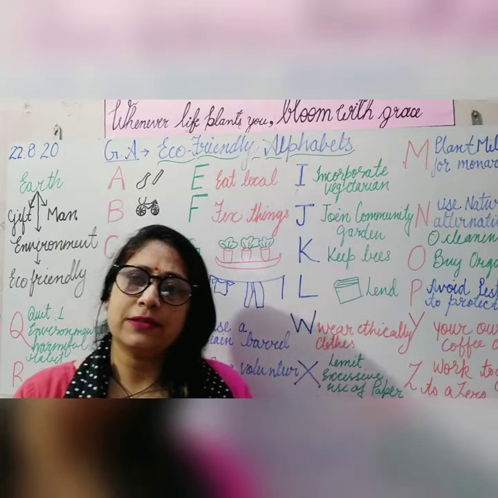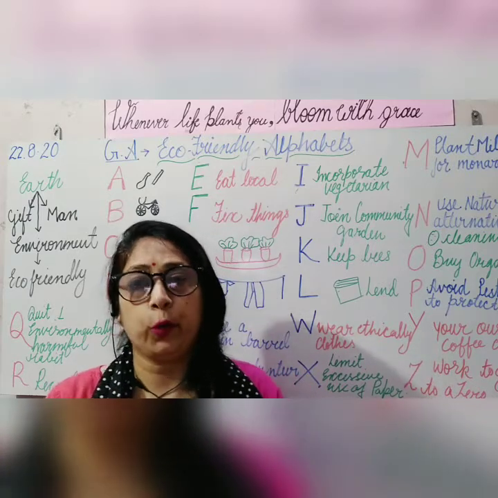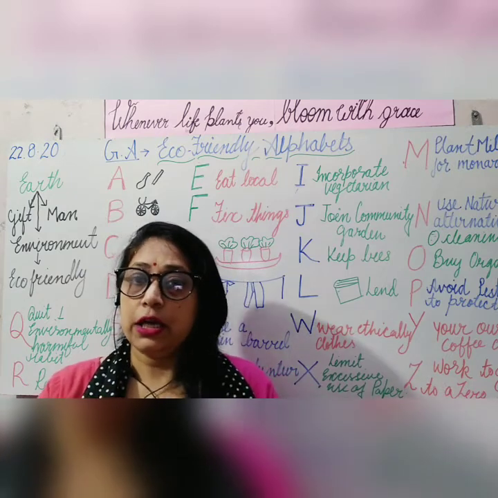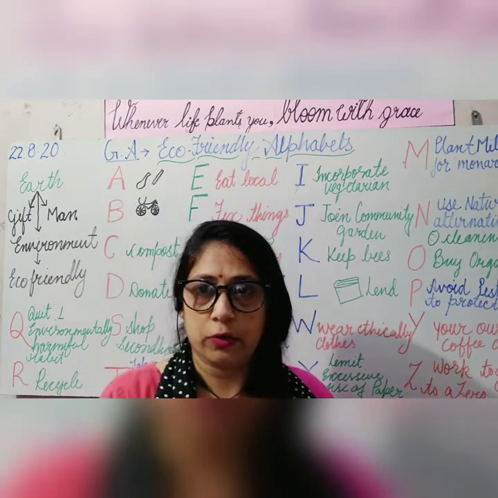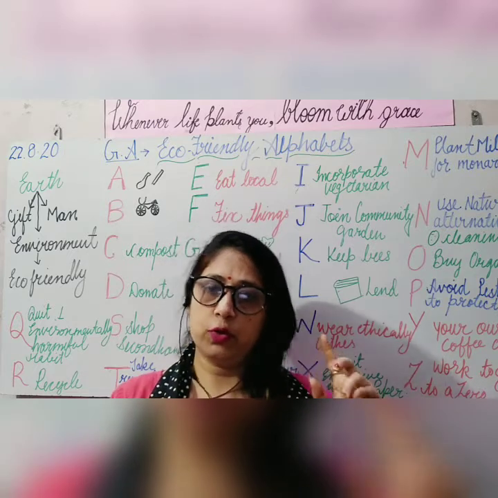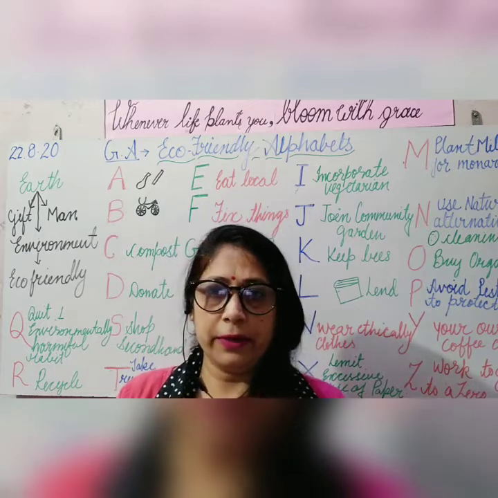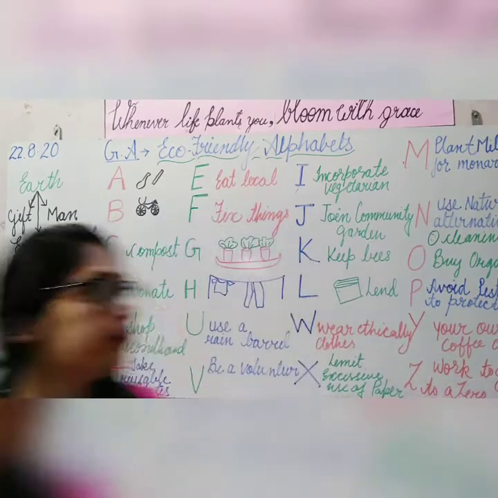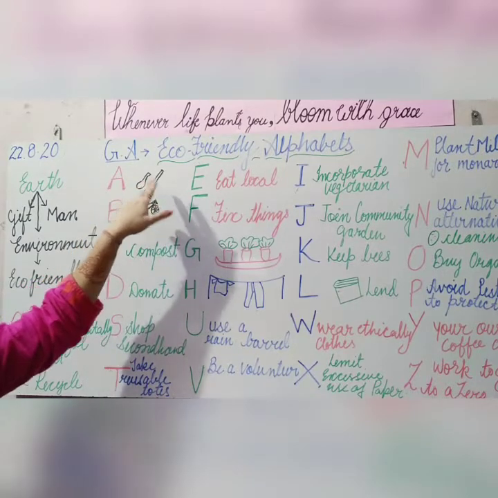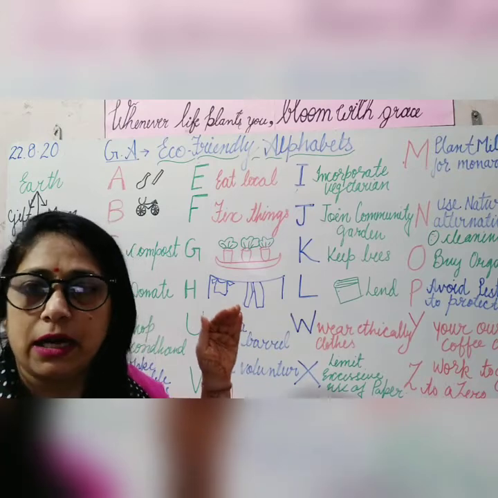Children, in your nursery or LKG class, you have studied the alphabets. There are 26 alphabets. But today we will study eco-friendly alphabets. Okay, you are surprised. What are eco-friendly alphabets? So today I am going to discuss the eco-friendly alphabets. Listen carefully. Okay, A for avoid single-use plastic items, bags, cutleries, straws.